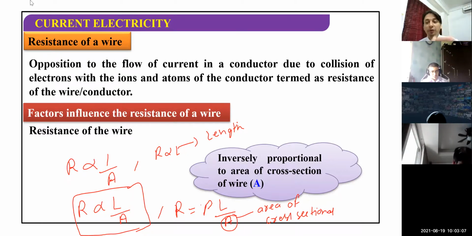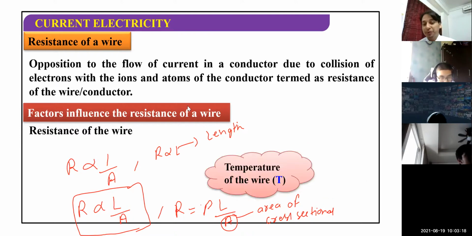So we have seen till now 3 factors. One is the material, second is length, third is area of cross section, and there is one more factor, children, that is temperature. I want to discuss the temperature. This is very important, and definitely you will find some questions based on this concept in your midterm exams, term end exams, board as well as IGCSE.